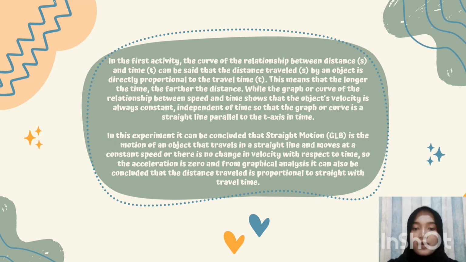In this experiment, it can be concluded that uniform straight motion, GLB, is the motion of an object that travels in a straight line and moves at a constant speed, or there is no change in velocity with respect to time. So, the acceleration is zero, and from graphical analysis, it can also be concluded that the distance traveled is directly proportional to travel time.